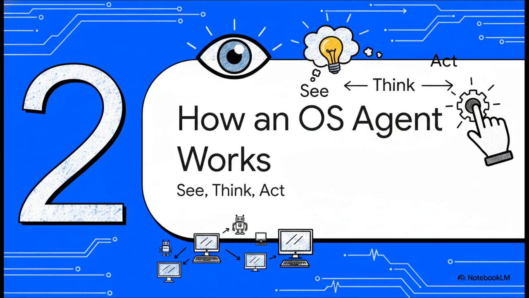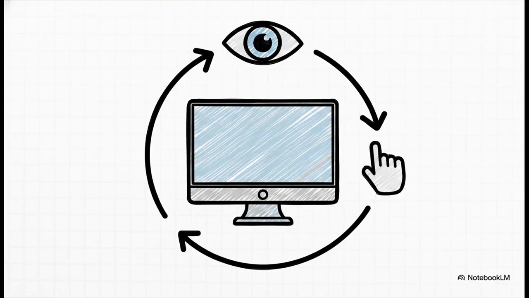Well, you can boil it all down to a pretty simple loop. See, think, and act. So if we're going to talk like the researchers for a second, the agent is working inside an environment, which is just your computer screen, right? It makes an observation, like, hey, there's a login page here. And then it decides on an action, like clicking in the username field and typing your name. And it just keeps repeating that cycle over and over until the job's done.